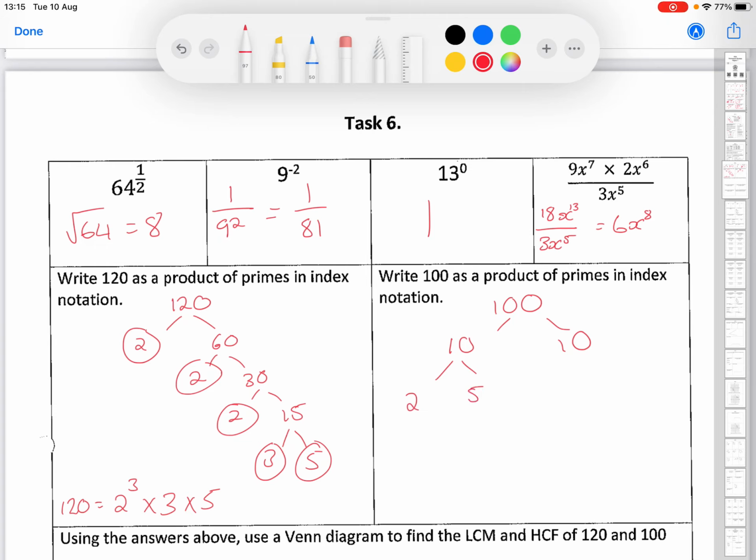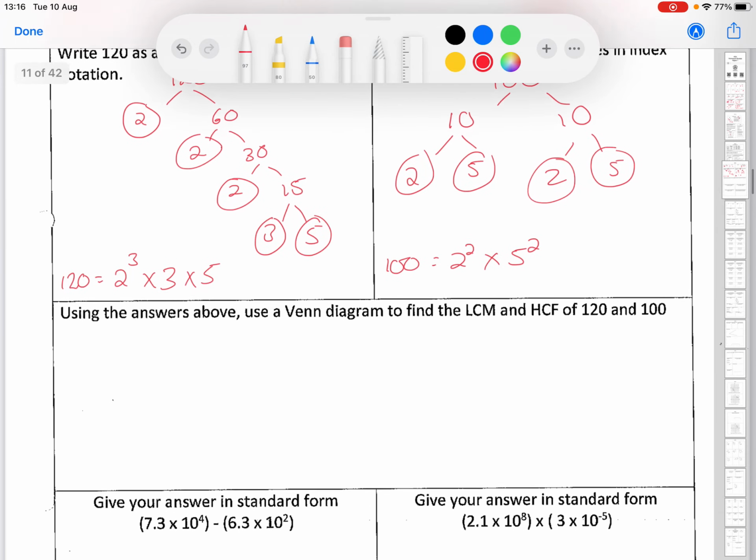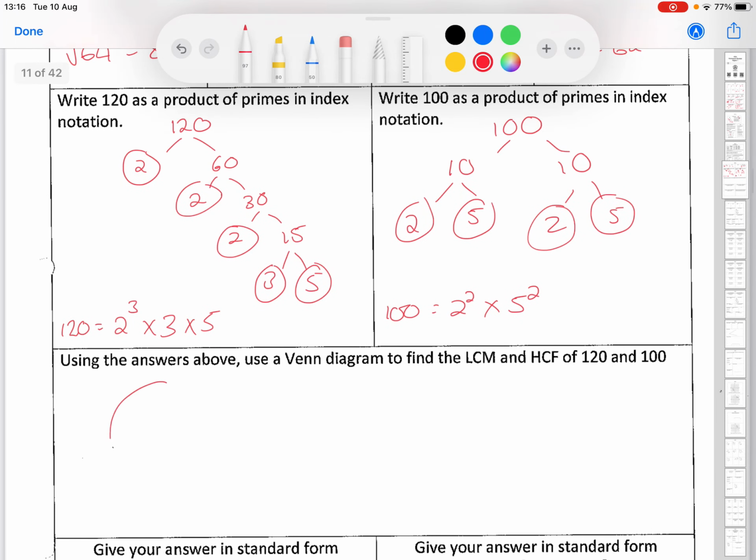We could do 10 times 10. Then we could do 2 times 5, and we could do 2 times 5. So 100 can be written as 2 squared times 5 squared. Don't forget, those are times, not add. We're going to use that information to make a Venn diagram. So we've got 120 this side, 100 this side.